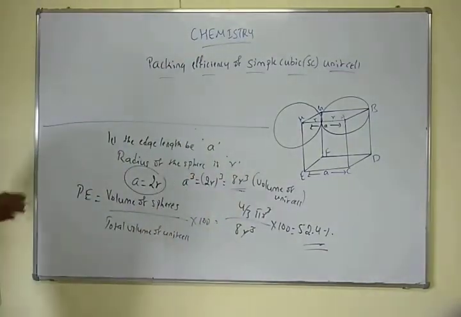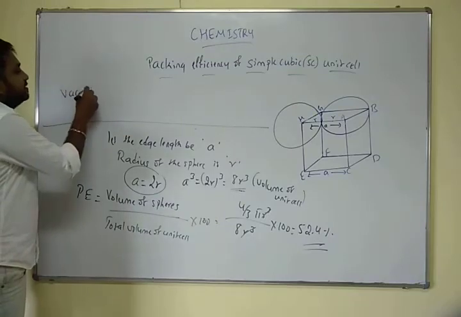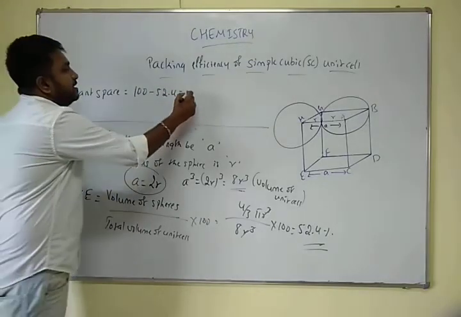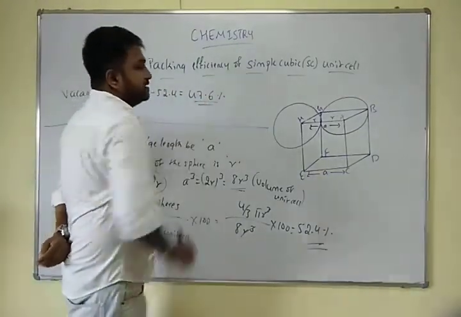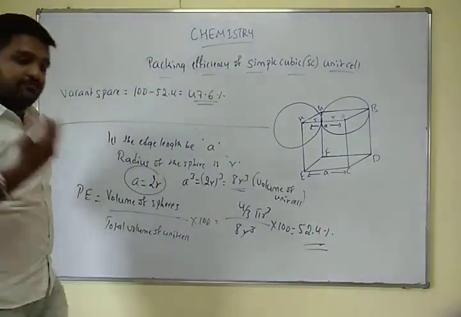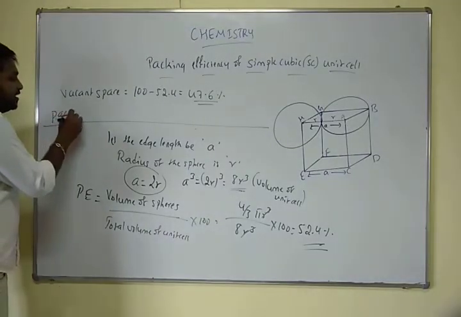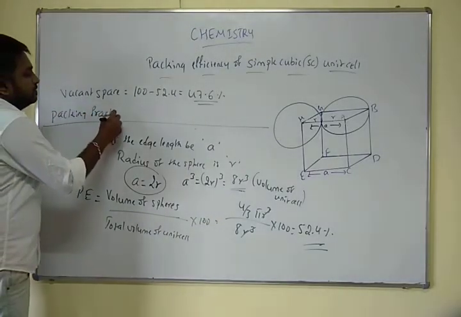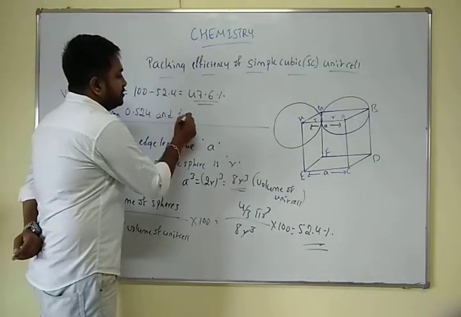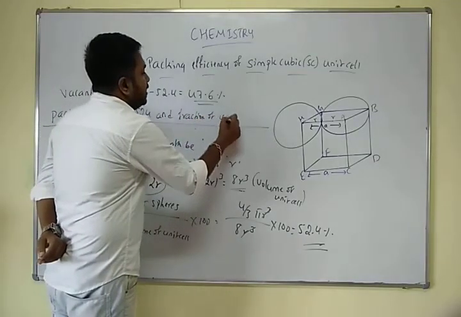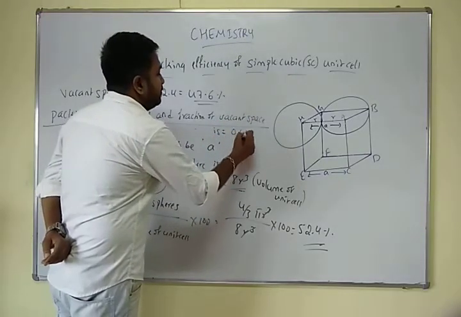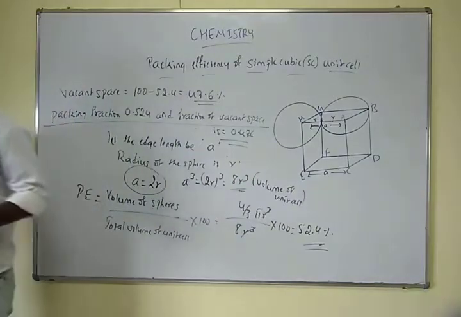See, that is the packing efficiency. So the vacant space left is 100 minus 52.4, that is 47.6% is the vacant space, and 52.4 is the packing efficiency. In order to express in terms of fraction, packing fraction is 0.524 and fraction of vacant space is 0.476. Clear?